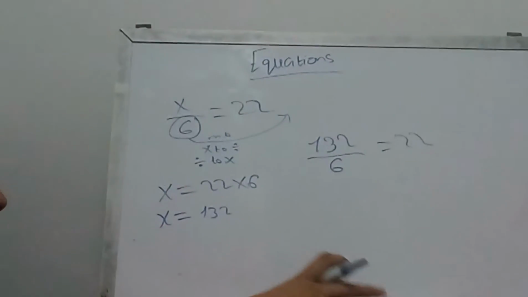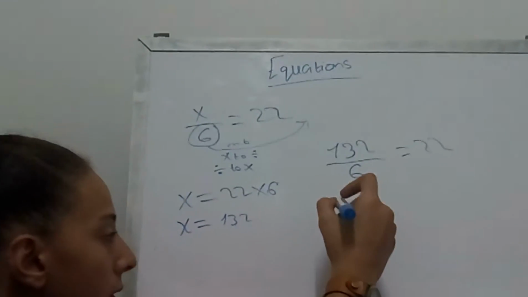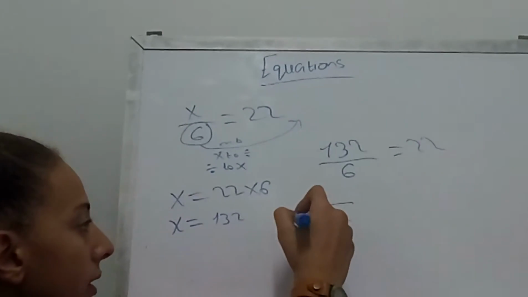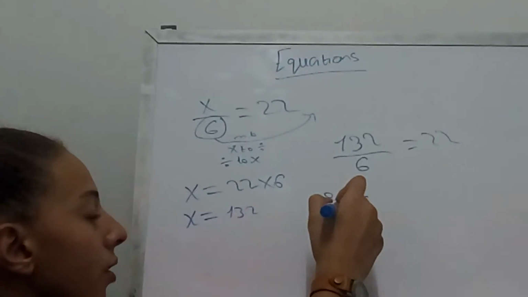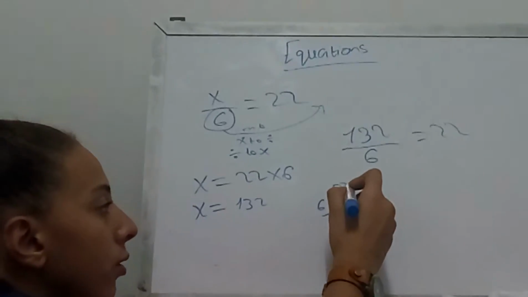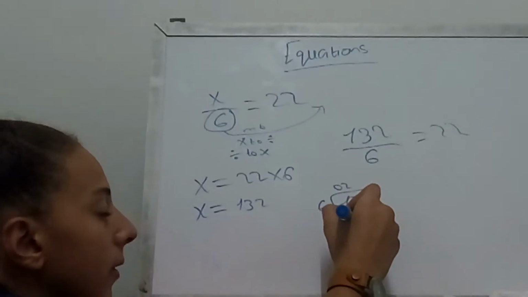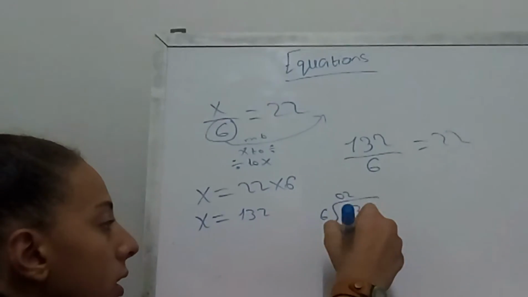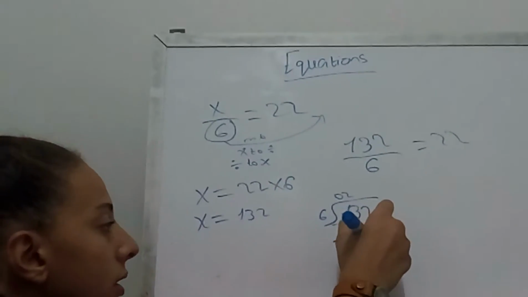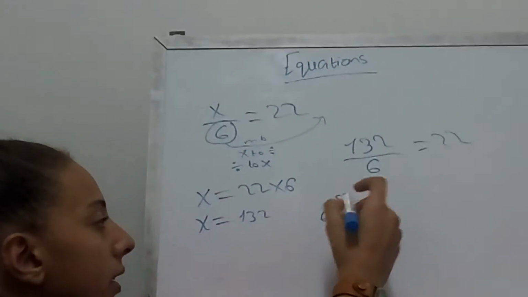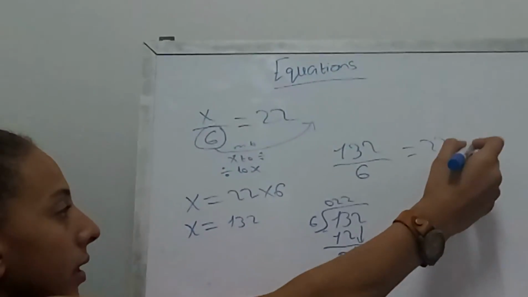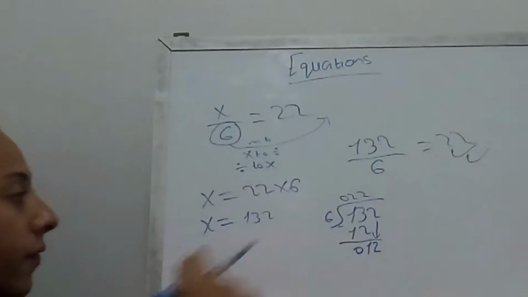How do we know this? We do long division. 132 divided by 6. 1 divided by 6 is 0. 13 divided by 6 is 2. 2 times 6 is 12. Subtract, 1. Bring down the next digit. 12. 12 divided by 6 is 2. So this answer is the same as this answer? Yes, so we're solving right.